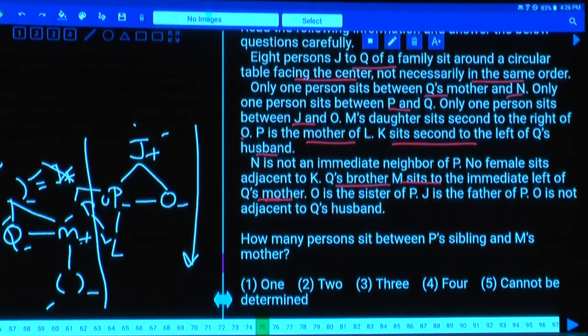As J cannot be at this place, where can we fix this J? J must be here only. If J is here, then P and O, P is here, O is here, L is here. How many persons are there? 8 persons. Done with this?